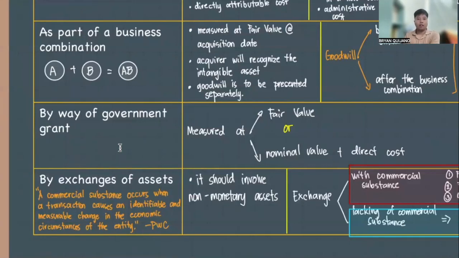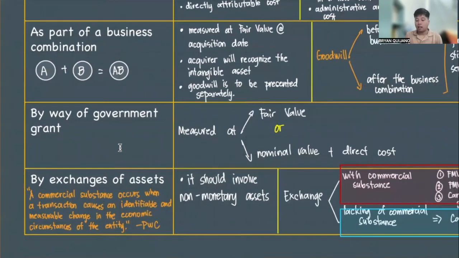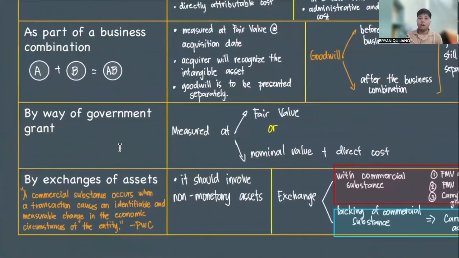Let us talk about intangible assets acquired by way of government grants. There are two ways that you can measure the intangible asset. The first one is by using its fair market value, or the second one is you're going to use the nominal value or the stated value plus any direct cost attributed from the government grants.